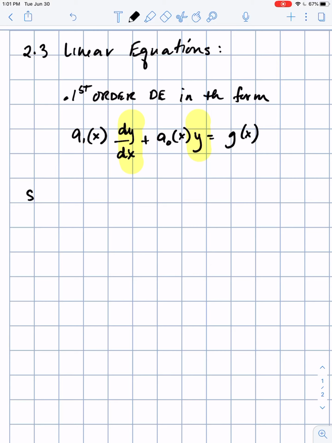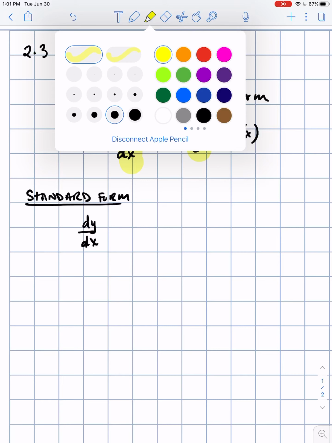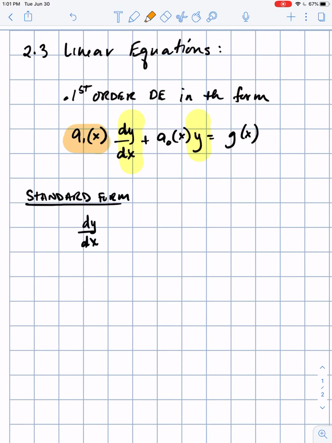Now, standard form for linear is dy dx. So again, when we start to solve, we're going to make sure that this function of x is divided out, so you only see a 1 times the dy dx, plus the notation is p of x, and you'll see why in a second. It really just means a function of x times y, and then equals another function of x.